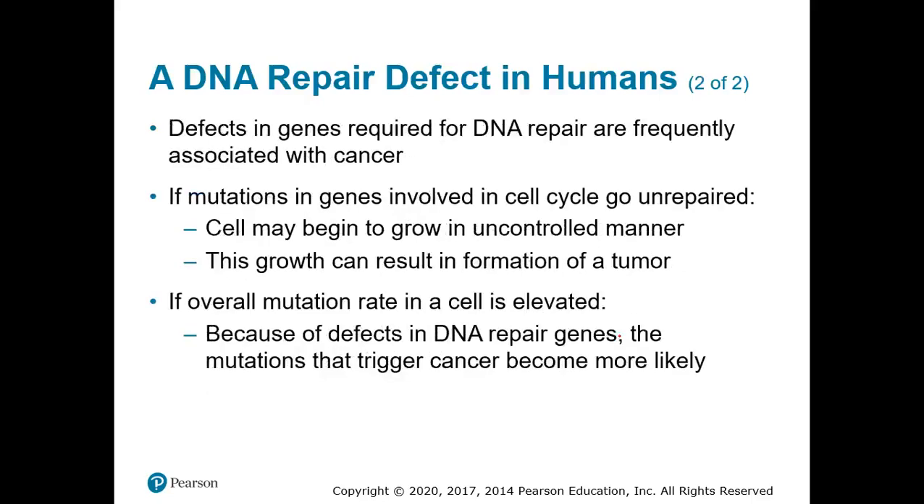Now, any defects in these repair systems are almost always going to be associated with cancer. If we have damaged DNA and it cannot be repaired, we're going to see unregulated cell growth. Mutations in genes involved in that cell cycle that aren't fixed, we're going to see tumor formation, we're going to see all of that nasty stuff. So if our mutation rate in a cell is elevated because of these repair genes, very likely cancer is going to be a result.